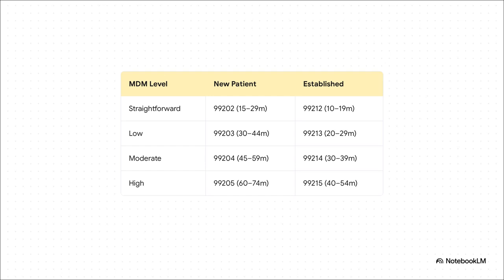We've got new patients on the left, established patients on the right. Notice the time differences here? They are huge. For a straightforward MDM, a new patient gets a 99202, right? That represents 15 to 29 minutes. But an established patient with that same straightforward MDM gets a 99212, which is just 10 to 19 minutes. The exam loves to try and trip you up by mixing these two up. So you always want to double check if the patient is new or established before you apply that time range or MDM level. Trust me on that one.